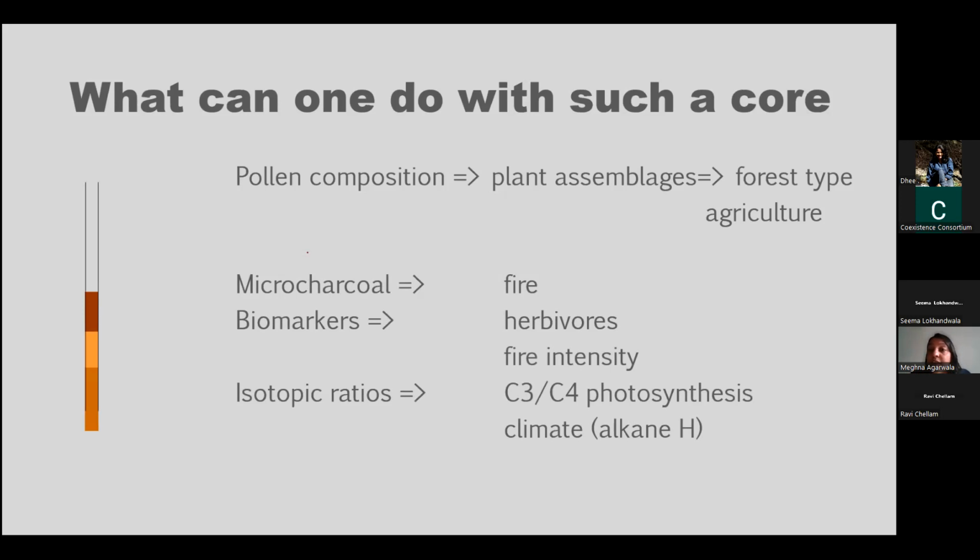You can also quantify isotopic ratios, which lets you reconstruct climate, and tell whether it's a C3 photosynthetic species or a C4 photosynthetic species. Finally, you can also extract ancient DNA from these cores and use that to reconstruct everything from herpetofaunal diversity to mammalian diversity, etc.